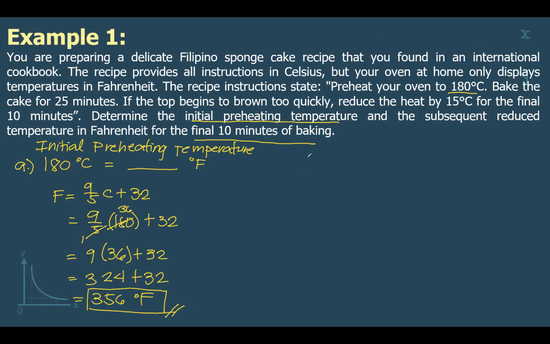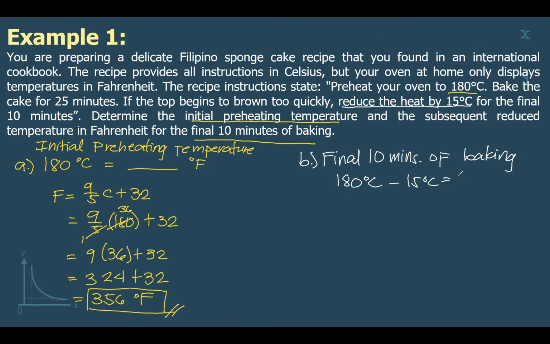Okay, how about for the final 10 minutes? So, from 180 degrees Celsius, i-minus natin siya by 15 degrees Celsius. The answer is 165 degrees Celsius. Now, using again our formula, F is equal to 9 over 5 multiplied by the C plus 32. So, this will equal to 9 over 5. Okay, so yung C na natin na gagamitin is 165 plus 32.